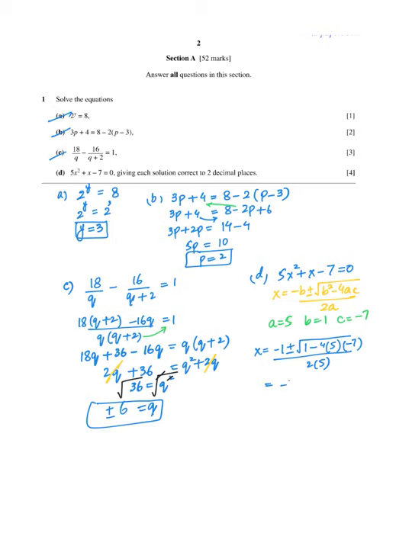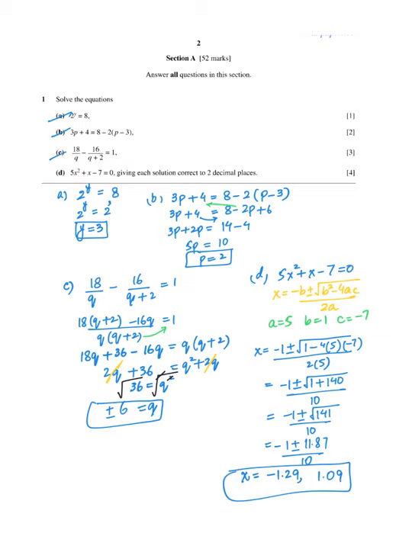So now it is equal to minus 1 plus minus under root 1 minus minus plus 4 fives are 20 times 7 is 140, divided by 10. So you can solve it. Minus 1 plus minus under root 141 divided by 10. So after solving you will get two answers of x, and these two answers are x equals minus 1.29 and x equals 1.09. So both are the possible answers for x.